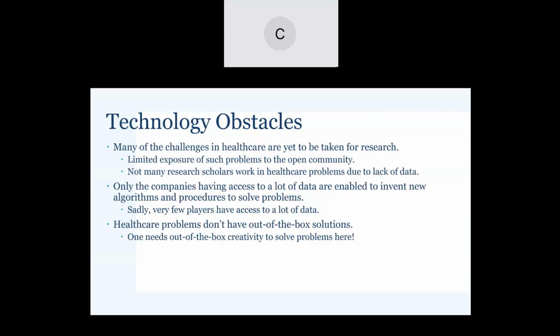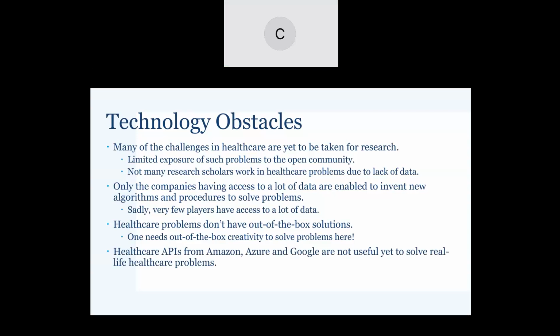The other issue is that healthcare problems do not have out of the box solutions. None of it will work, and you'll have to get creative in solving the problem in whatever way possible. None of the out of the box solutions work in a healthcare setting. Every problem that you get in healthcare is a unique problem. Of course, it could be a small variation of an existing problem, but by itself it's unique.